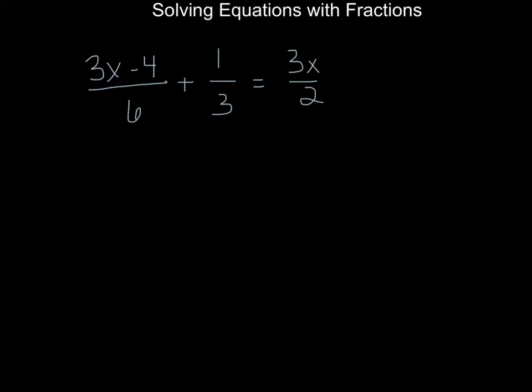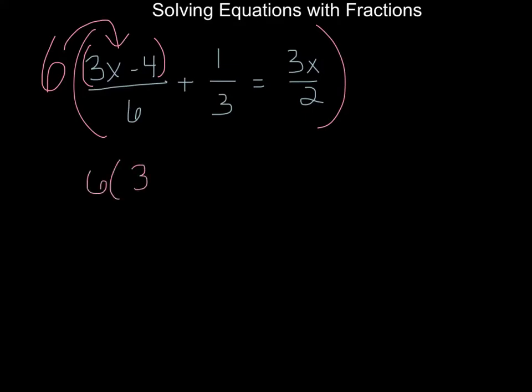In this case, when I look at my denominators, I've got 6, 3, and 2. So I'm looking for the number that all three of these go into. Let's multiply all three of these by our least common multiple, which is 6. Okay, so I'm going to first take 6 and multiply it by this term on top. Now, one thing you'll want to do is put that in parentheses to make sure that whole thing stays together. I get 6 times 3x minus 4 divided by 6.